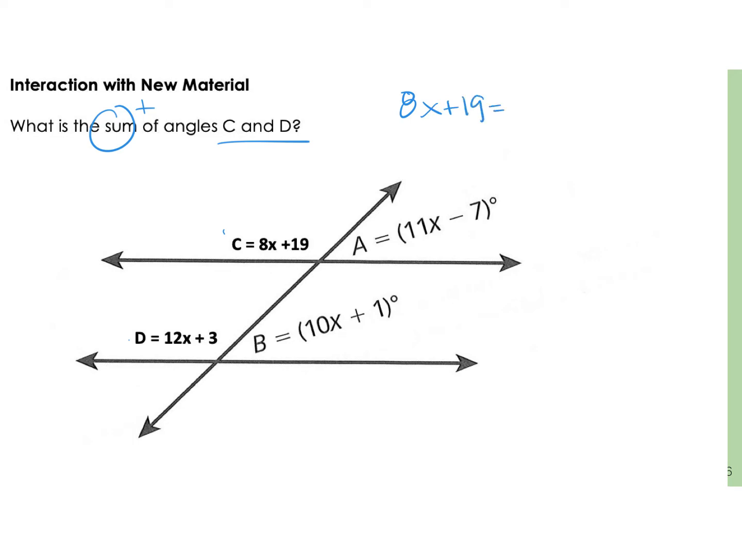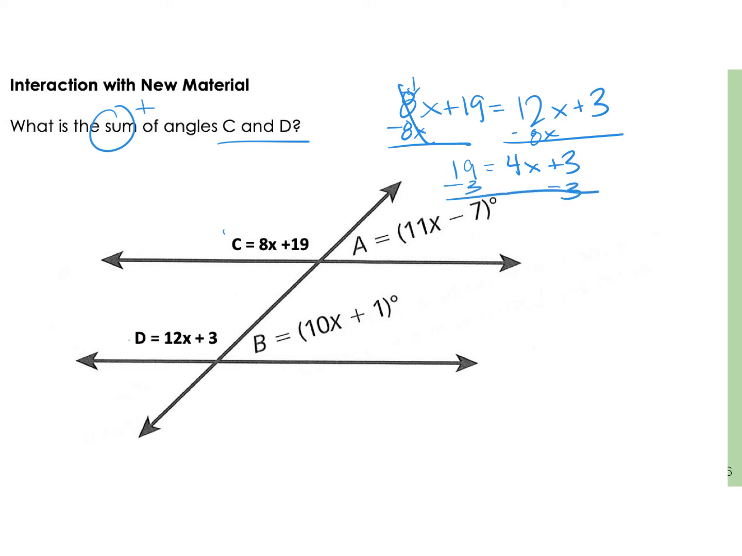8x plus 19 equals 12x plus 3. I'm going to get my x's on the same side. I'm going to choose the smaller one and subtract it on both sides. So I just have a 19 over here, and I have a 4x plus 3 over here. I need to get rid of this 3. So now I have 16 equals 4x. Isolate my variable. X is 4.